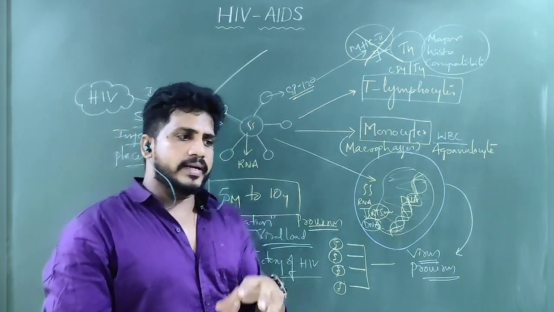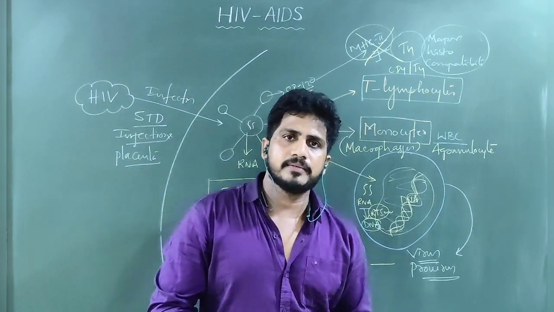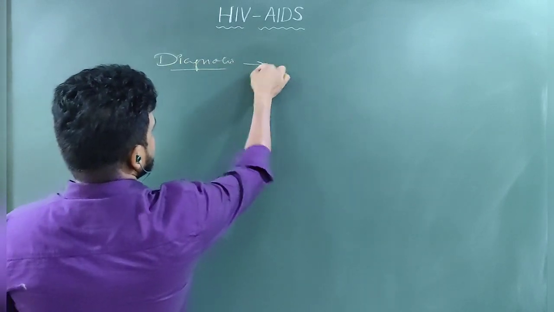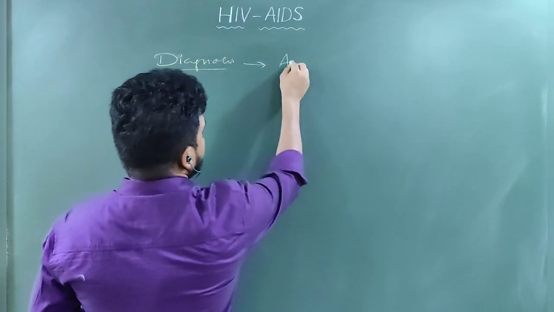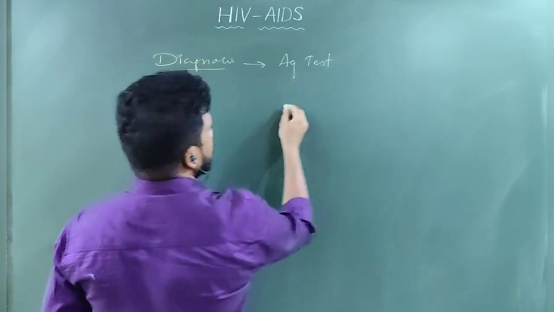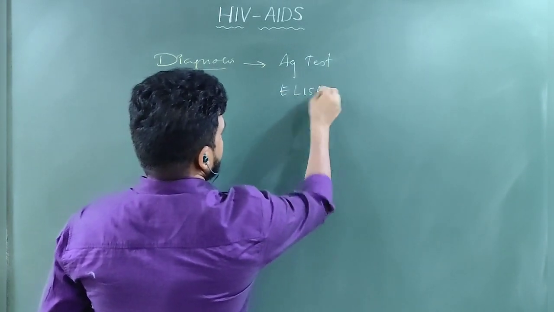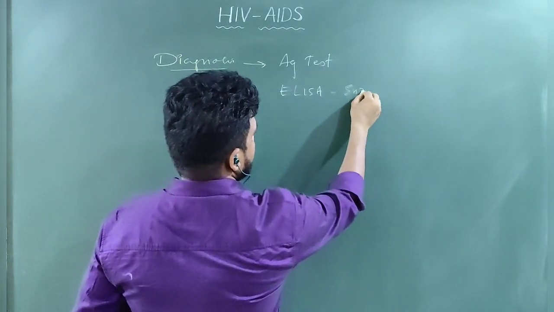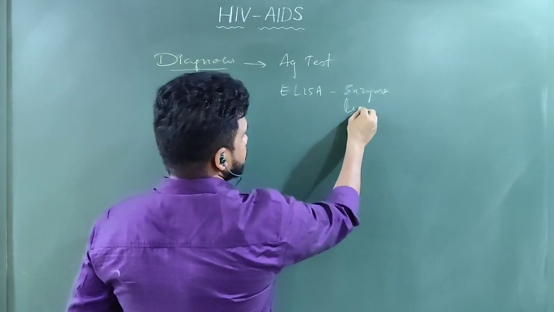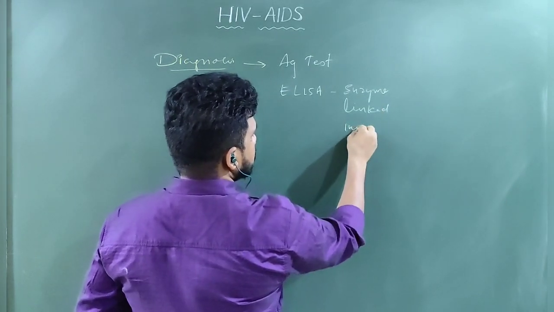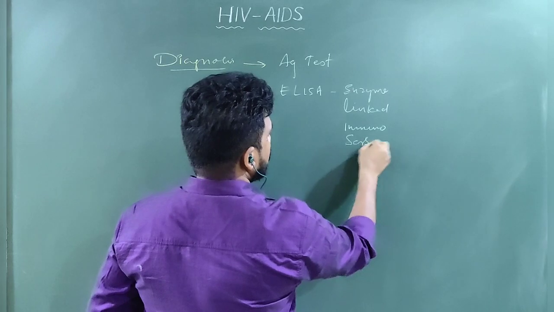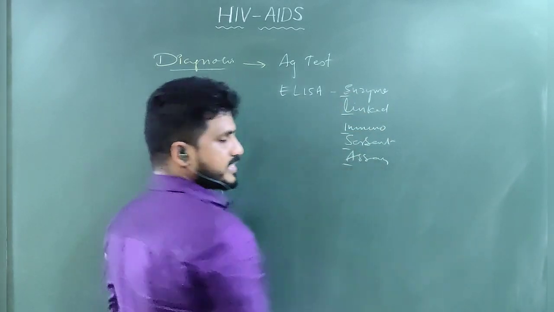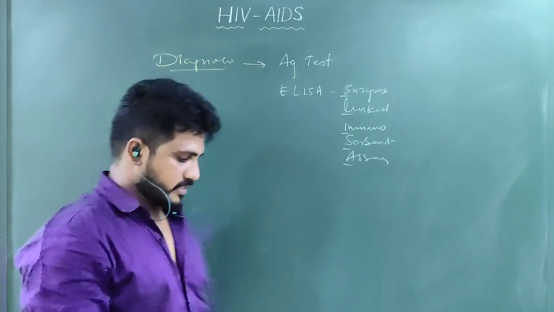Now let us see how it can be diagnosed and how it can be treated. For diagnosis of this disease, generally antigen testing will be there. Next, ELISA will be there. In Biotechnology: Principles and Applications, we see that it is the enzyme linked immunosorbent assay. ELISA means enzyme linked immunosorbent assay. Assay means test.